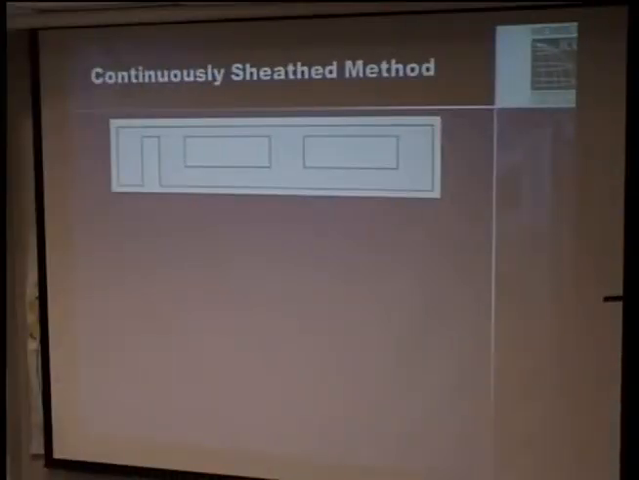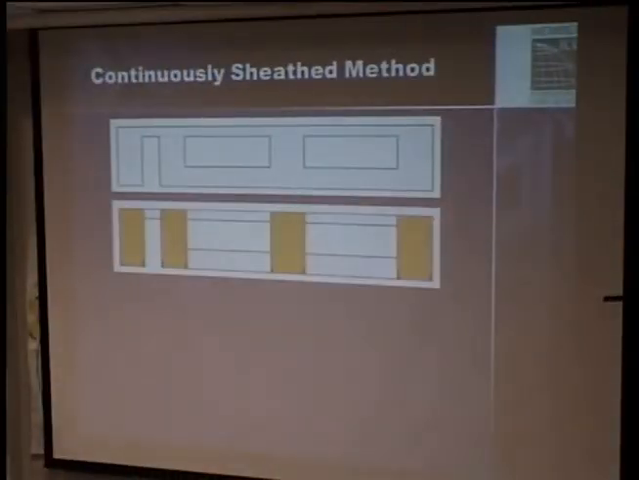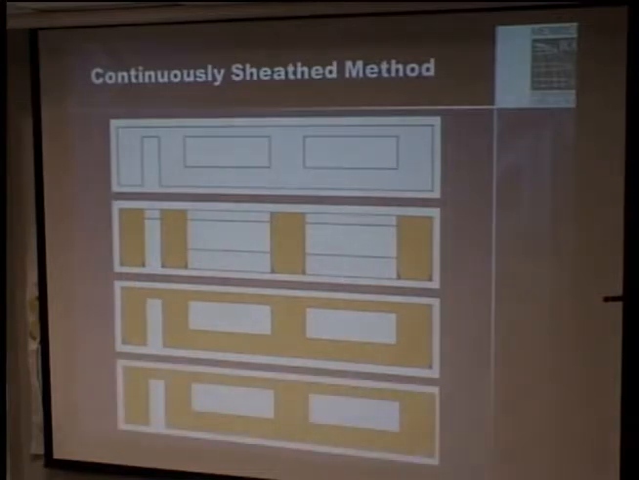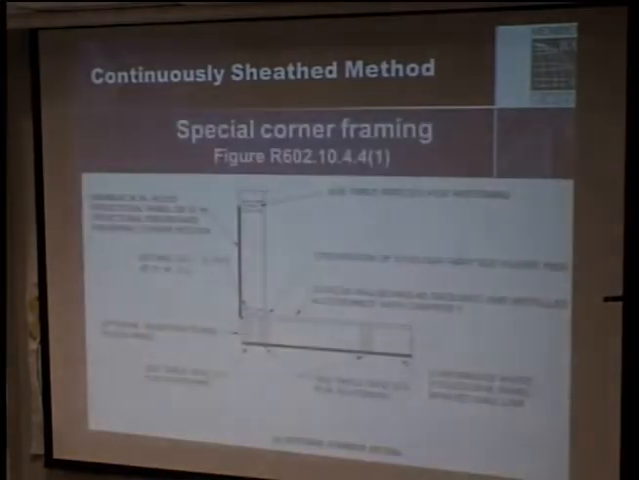So your continuous sheathing methods are all continuous sheathing, no types of hold downs or anything. You've got continuous sheathing methods that may require some hold downs, or alternate braced walls that may require some hold downs. You have special corner framing that's required. If you don't meet the special corner framing, you may have to put a hold down at the edge of your first qualifying braced wall panel, or you may not have to.